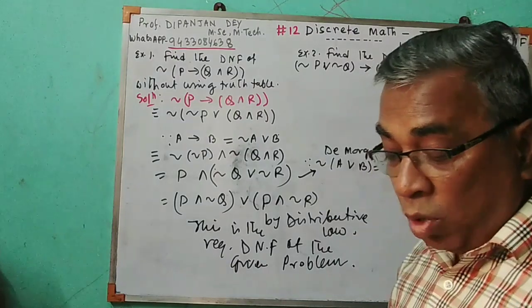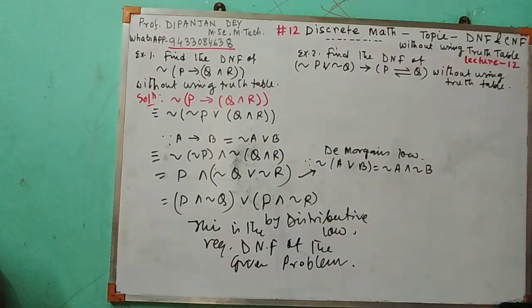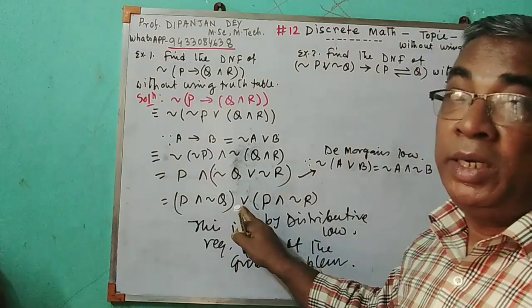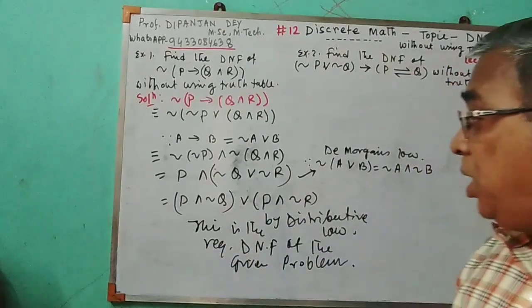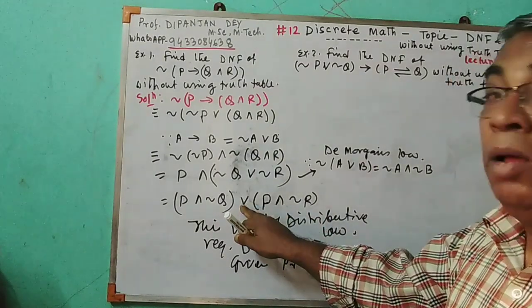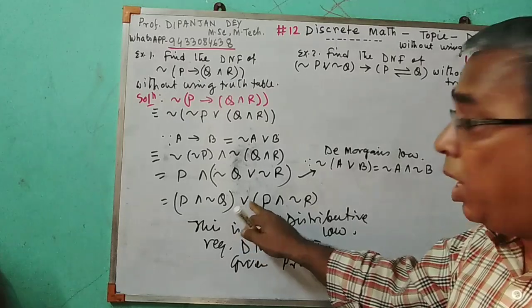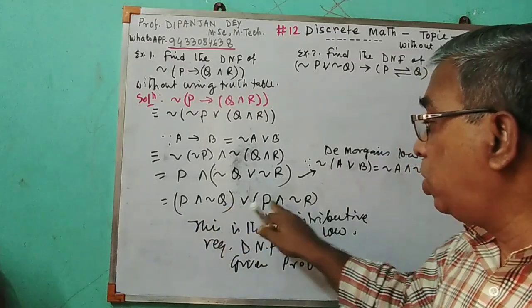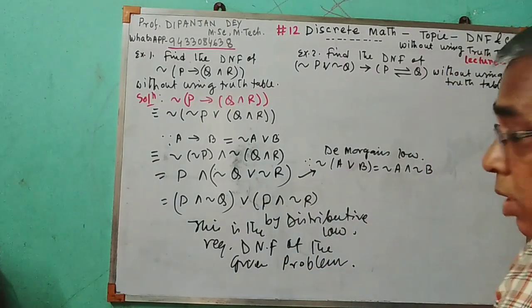Note that for DNF, you should remember always within the bracket it should be conjunction, outside the bracket it should be disjunction. Be careful. All you see, this is conjunction within the bracket, and outside the bracket it is disjunction. Okay, so this is the DNF.